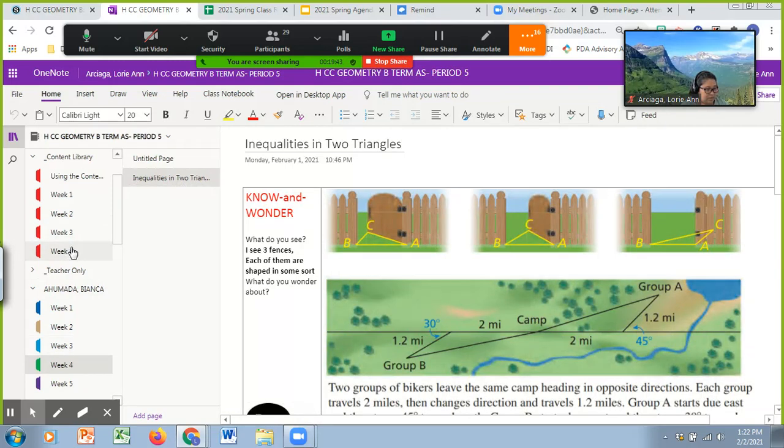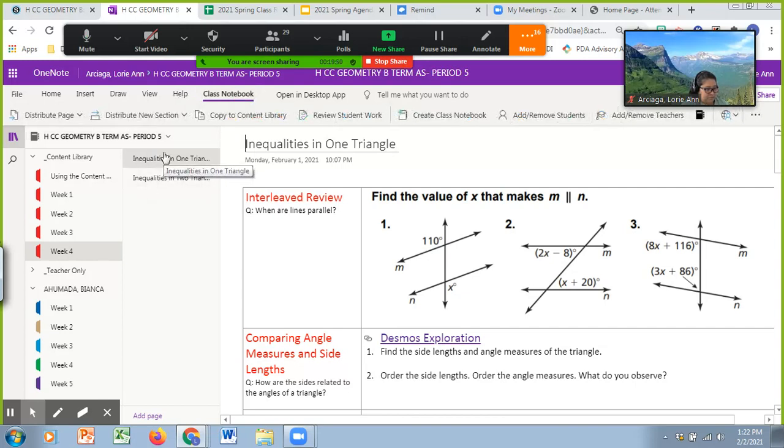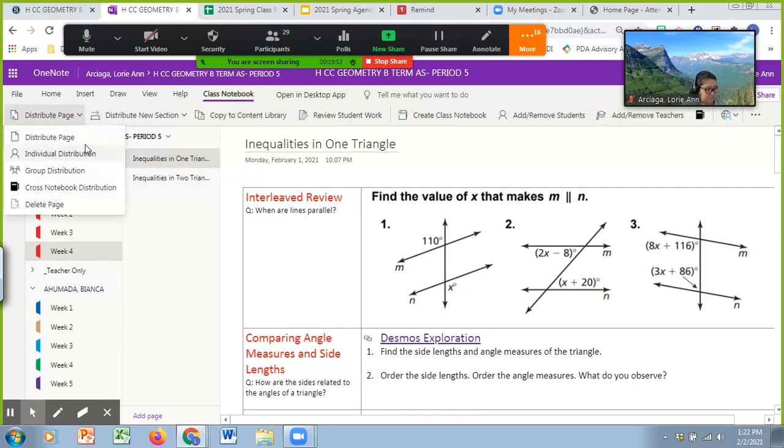Oh yeah, I think it only copied the first one. My bad. Okay, I'll copy it now. Sorry.